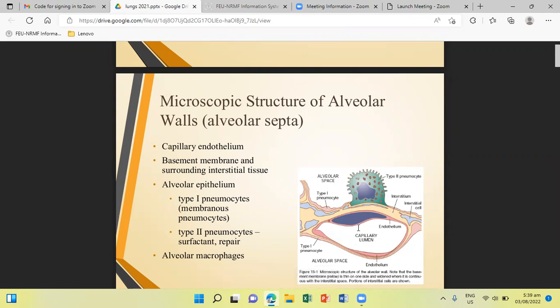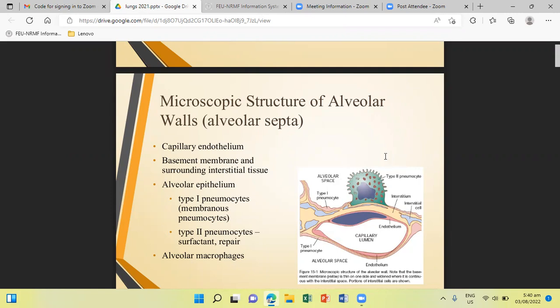In thin portions, the basement membranes of the epithelium and the endothelium are fused, whereas in thicker portions, they are separated by an interstitial space, which we call the pulmonary interstitium. It contains elastic fibers, collagen, interstitial cells, smooth muscle cells, mast cells, and even inflammatory cells like lymphocytes and monocytes. This is, again, the epithelial side.